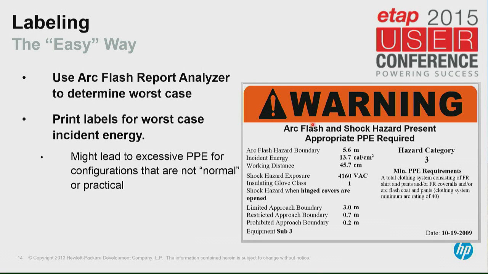So what would we do? We would run this, we would do the analysis, and then we would basically put the worst case fault current, the worst case incident energy. It would go on a label, and that's what we would put on the piece of switchgear or multiple sections of the switchgear.